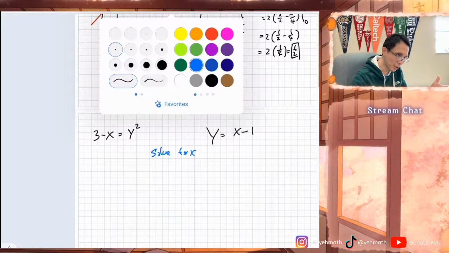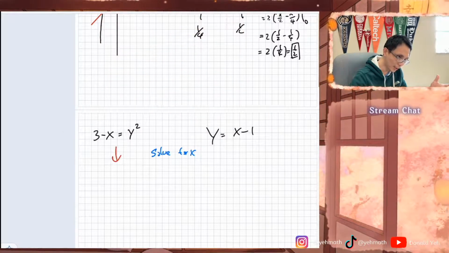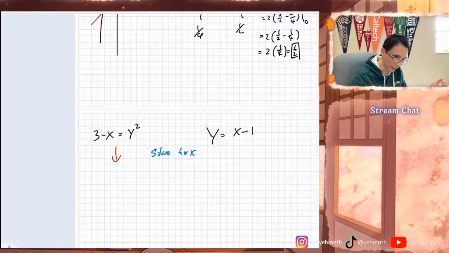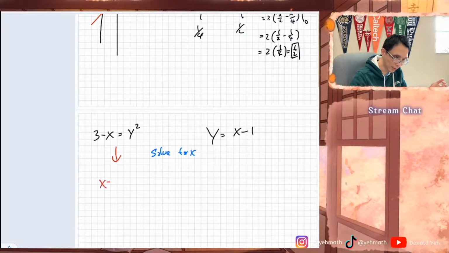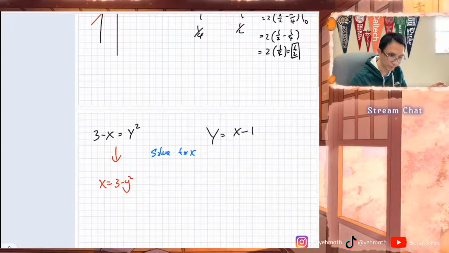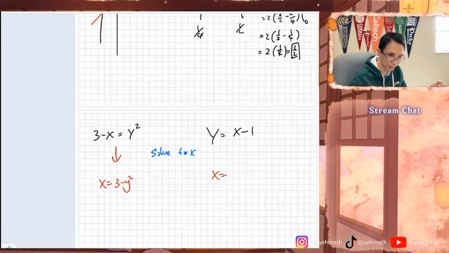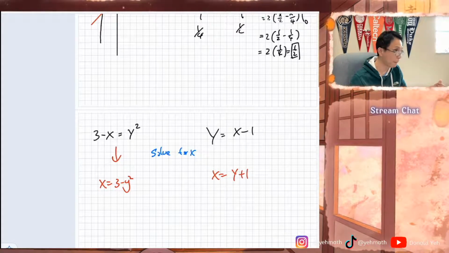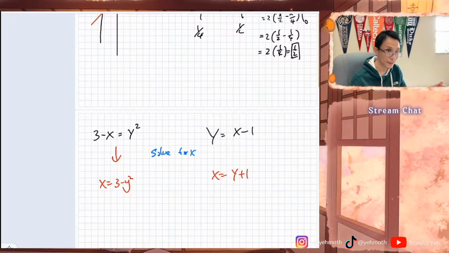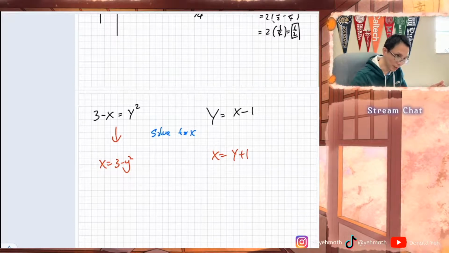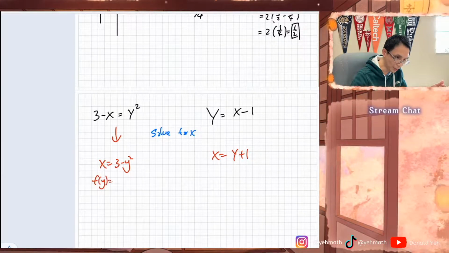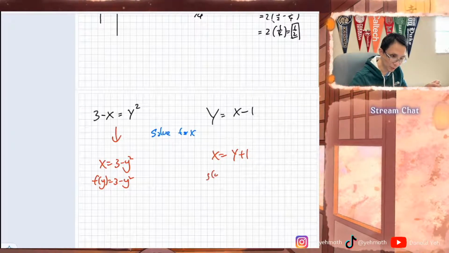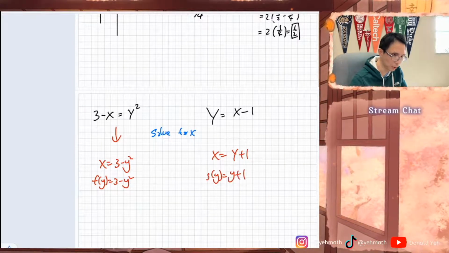So if I change this, if I solve for x, it's just x moved over there. So x equal to 3 minus y squared, and x equal to y plus 1. Now this one is f of y equal to 3 minus y squared, not f of x. And this is g of y equal to y plus 1.